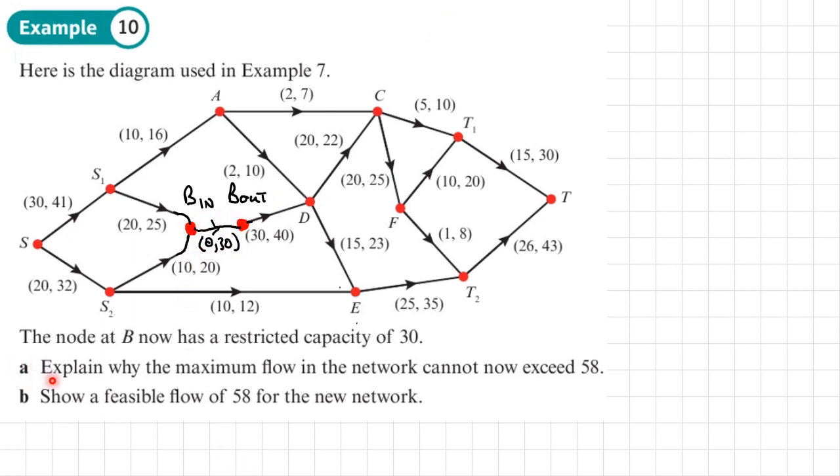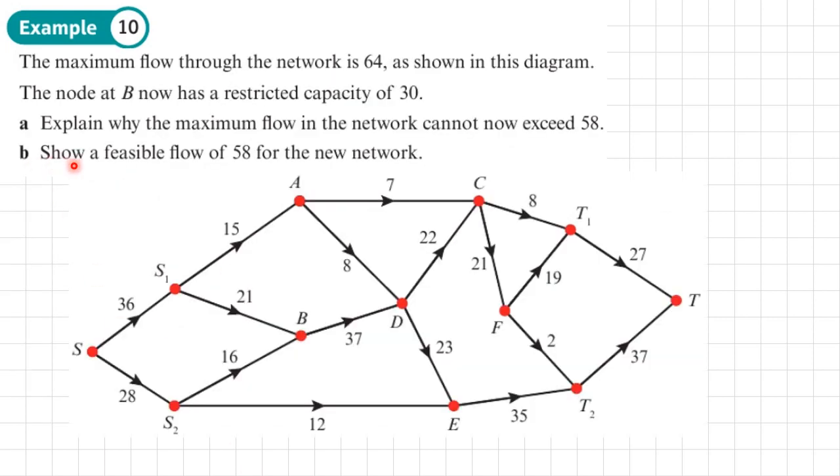Now part A says explain why the maximum flow in the network cannot exceed 58. Really to do that I want the minimum cut, and I can't do the minimum cut until I know which of these arcs are going to be saturated. Since this is restricted to 30, it's going to affect the flow along each one of these arcs, so I can't use it in its current form to work out the minimum cut. So I'm actually going to do part B first, and then with the answer to part B, I can find a minimum cut to show that that's the maximum flow in that network.